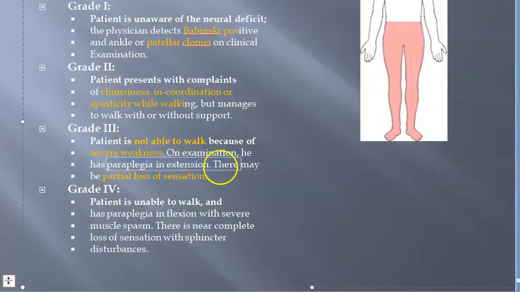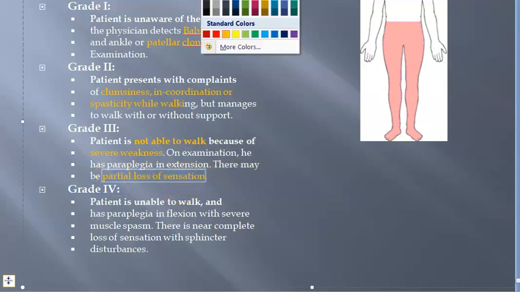Then you will see that he has paraplegia in extension. There may be loss of sensation. Partial loss of sensation can be there. This is what you are eliciting, right? The patient only said that he's not at all able to walk. He has severe weakness. Okay. But you're seeing sensation loss also could be there, right? That is, you are checking that.